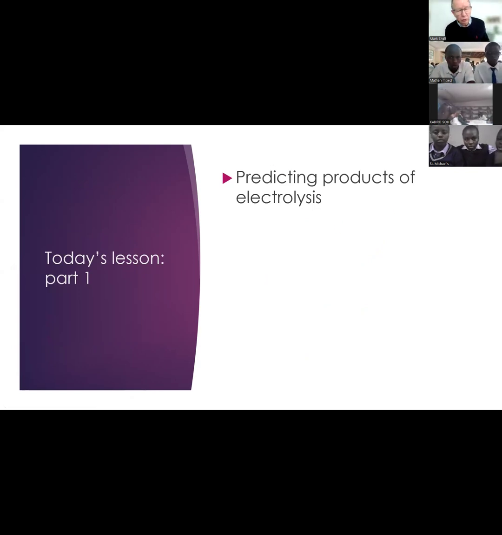Now, there are two types of electrolyte. Electrolyte is a liquid which conducts electricity and is broken by it. So mercury is not an electrolyte. It is a liquid, it does conduct electricity, but it is not broken by it. But molten salt, sodium chloride, it conducts electricity, it is a liquid, but it is broken into sodium and chlorine.